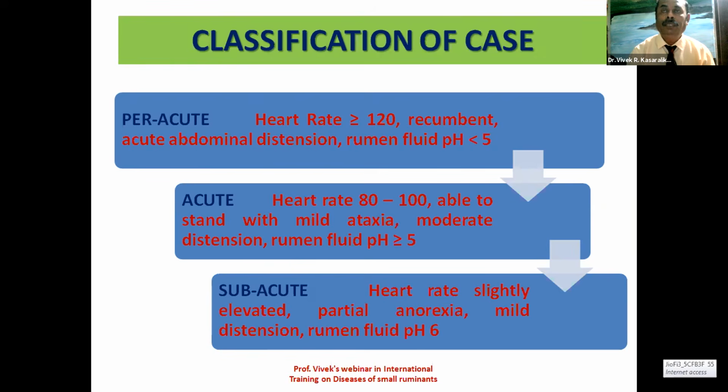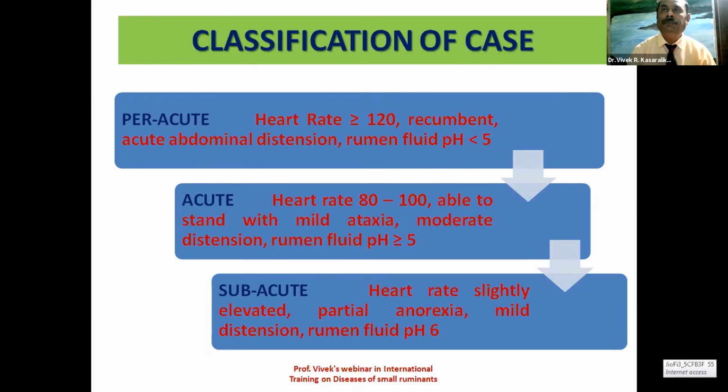First and foremost thing is heart rate. Heart rate is always more than 120 beats per minute. Normally it ranges between 55 to 65, maximum 70, not more than that. So the heart rate, which is 55 beats per minute in a normal animal, goes up to 120 beats per minute. It is all because of the toxemia and lactic acid and the related changes.